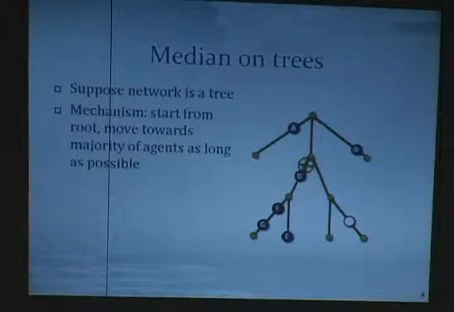Right, so we continue in this direction. We're getting further away from 3 agents and closer to 4. Now, once we reach the location of D, we can't proceed while getting closer to a majority of agents. So we stop here and return D as the location of the facility.